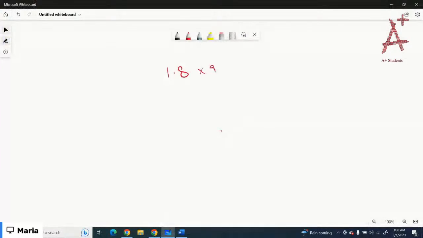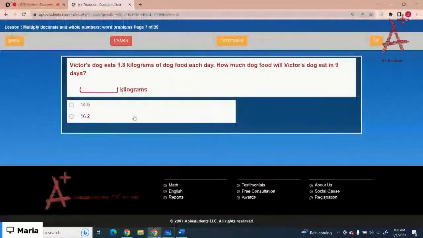1.8 times 9. Just multiply without decimal. So it would be 9 times 8 is 72. Write 2 and carry 7. 9 times 1 is 9 and 7 is 16. So it is 162. You have to move the decimal point one place left, so you move it from here to here. It would be 16.2. Got it? The correct option is 16.2.